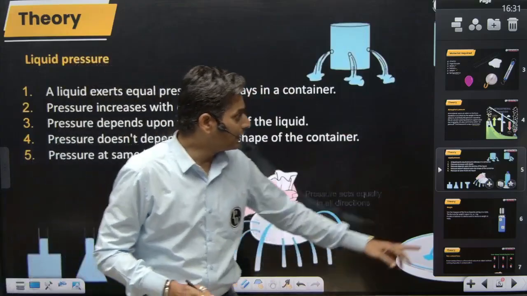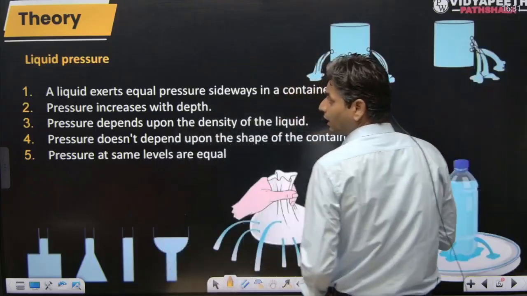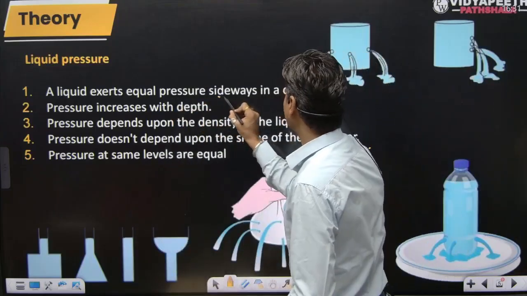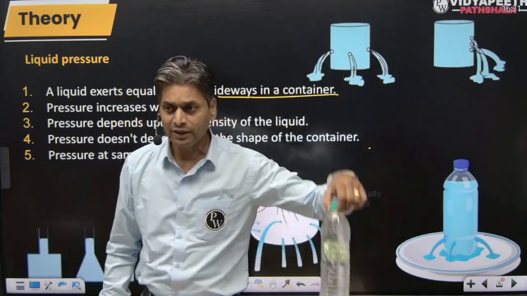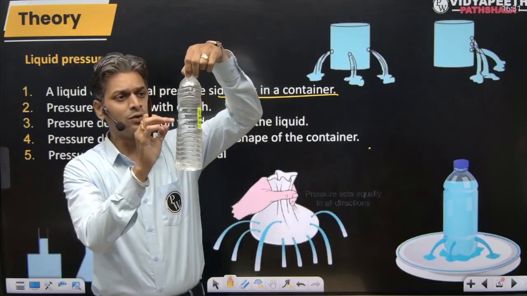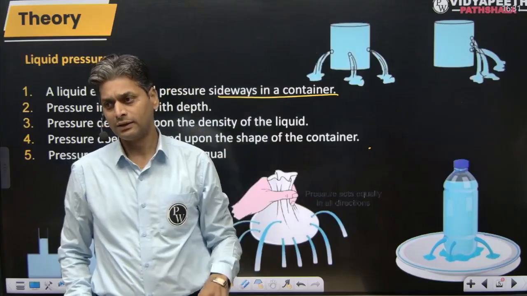Here, in that experiment, we find that the liquid exerts equal pressure sidewise in containers. There we see the liquid, and when we make holes of equal size, the pressure will be the same.